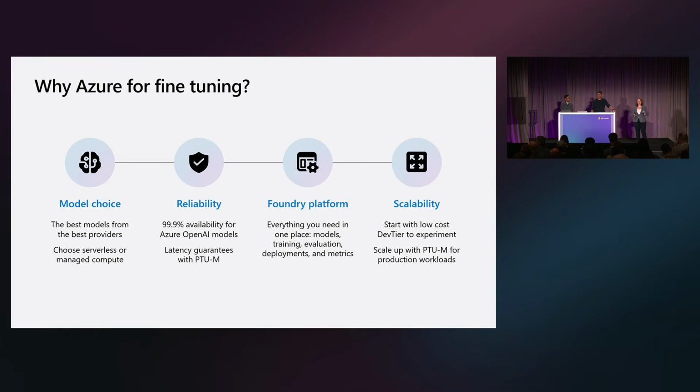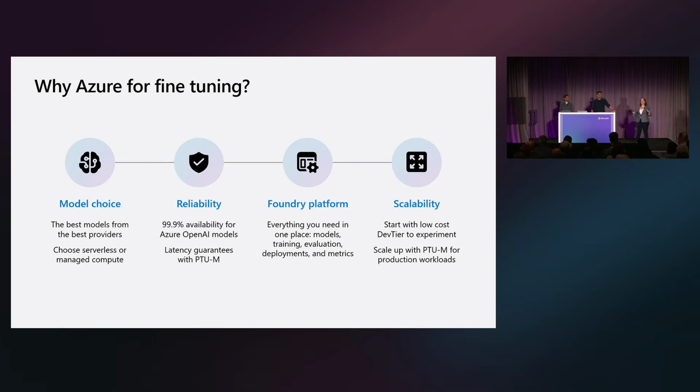Microsoft Foundry offers 99.9% availability. So once you get that fine-tuned model and you deploy it in production, it does not matter how good it is, how fast it is, how cheap it is, if it is not available. So we provide availability SLAs for our fine-tuned models. The Foundry platform provides everything you need in one place. So it's not just fine-tuning, it's also models, it's agent framework, it's evaluations, it's observability with control plane, all of the tools in one place.